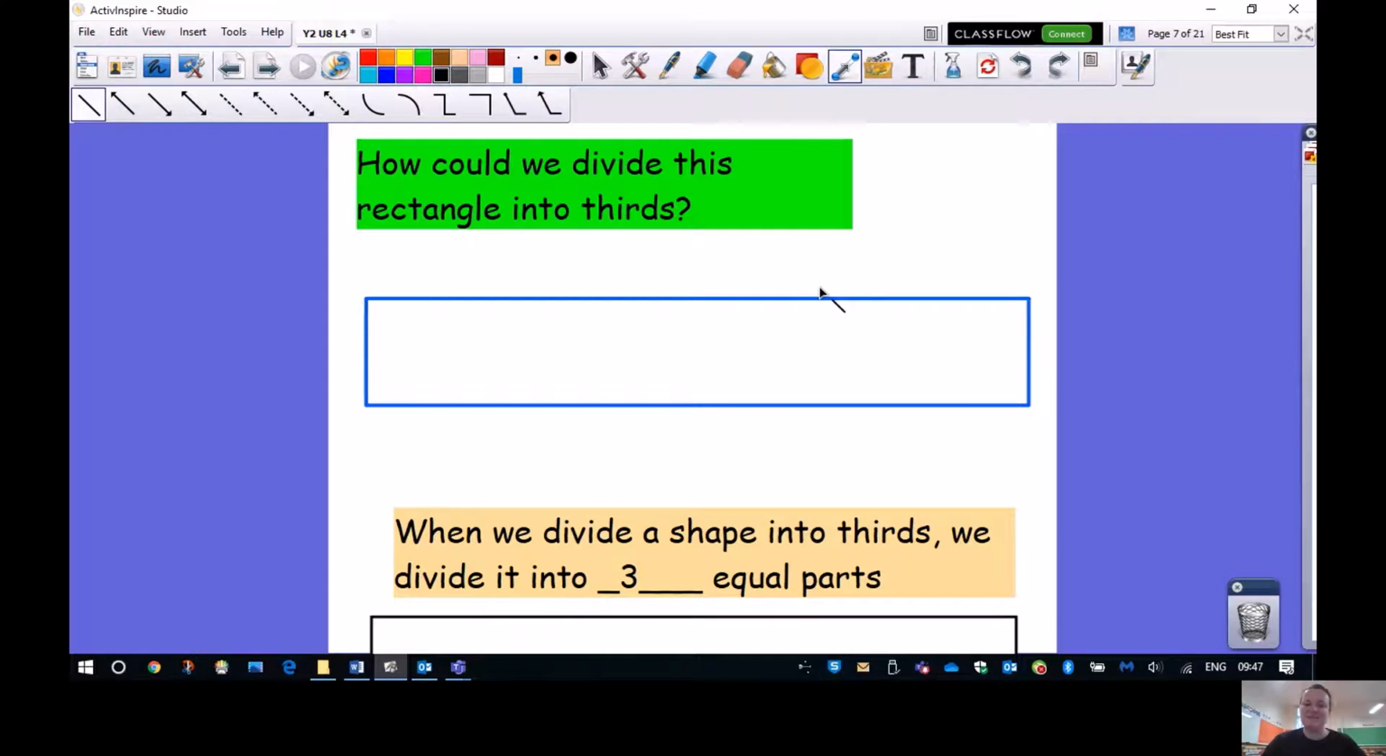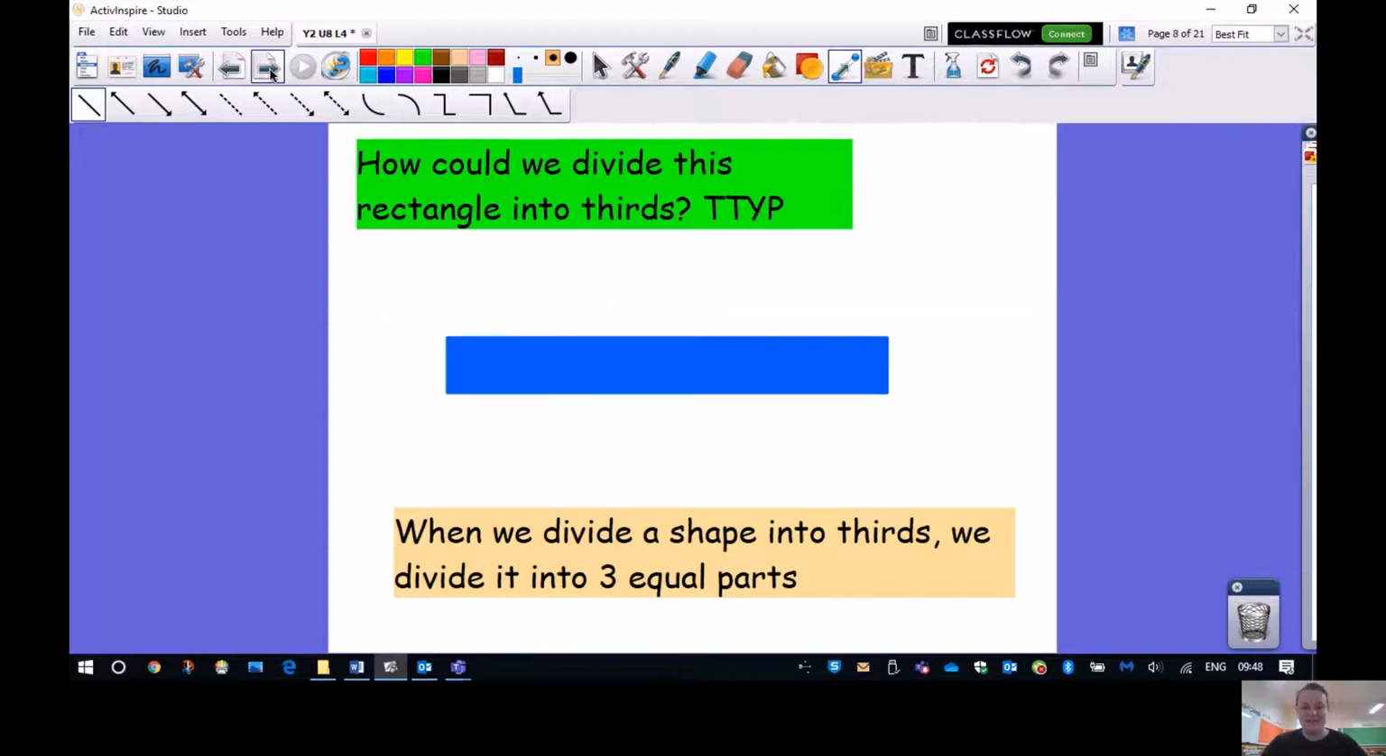Now making thirds is a bit trickier because we only have to draw 2 lines. We need to think carefully about where we're going to place them. I think that is about a third, and that is about a third. Each piece should be the same size.